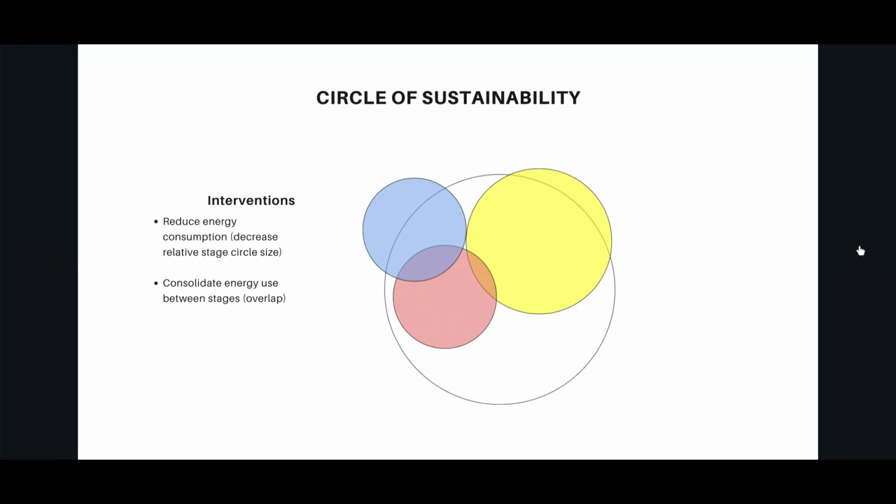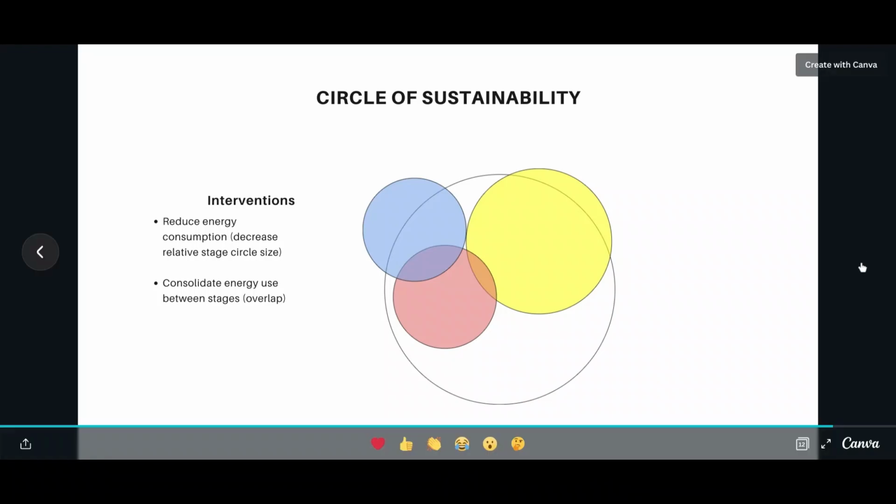Next intervention is the overlaps. So the overlaps is, in essence, consolidate the energy use, where one process that is part of both stages can be combined. So even though the stages are independent, that process belongs to both of the stages. And in doing that, we reduce the total area of the circles, which allows them to more easily fit within the circle of sustainability.